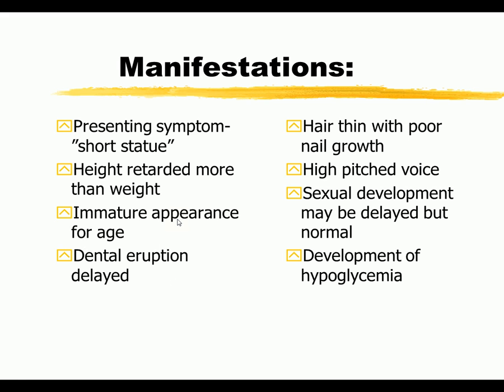Manifestations. Well, the presenting symptom is short stature. Height is retarded, of course, more than weight, but they're very immature in their appearance. They may have some dental eruption delay as well. Hair growth will be poor. They may have a high-pitched voice with sexual development being delayed, and the development of hypoglycemia. Why? Growth hormone is one of the counter-regulatory hormones. And that actually may be one of the first symptoms you see in the infant, is a hypoglycemia. And you think they're coming in because of diabetes when it's actually a growth hormone deficiency.